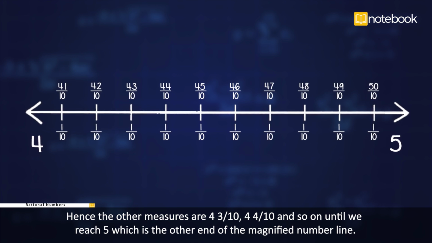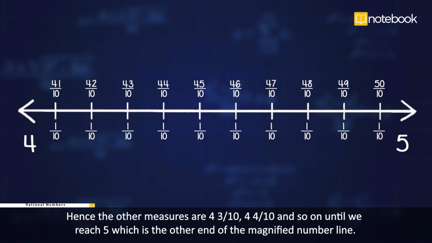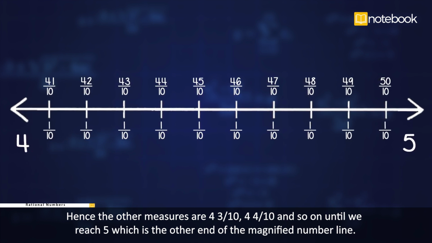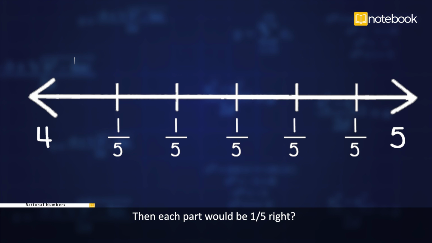Hence, the other measures are 4 and 3 by 10, 4 and 4 by 10, and so on until we reach 5, which is the other end of the magnified number line. What if we divided the gap between 4 and 5 into 5 equal parts? Then each part would be a 1/5, right?